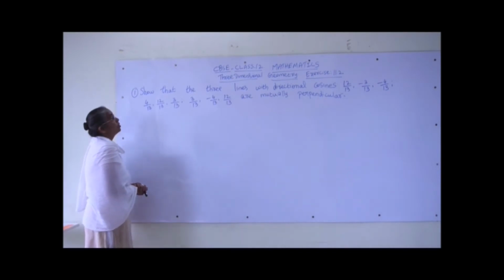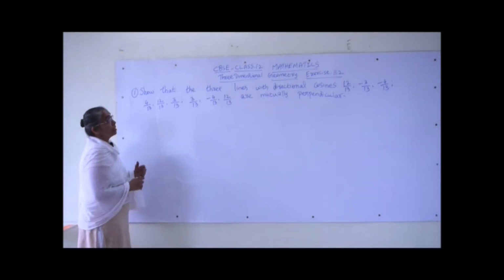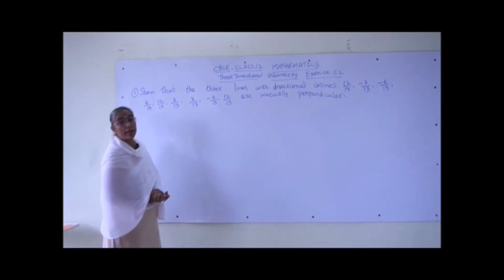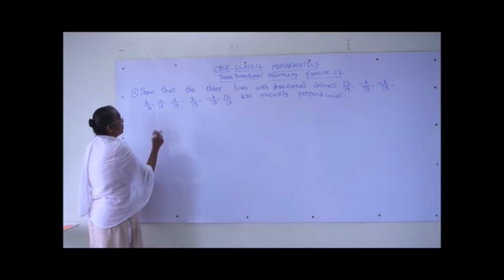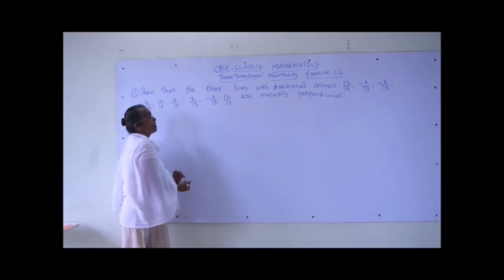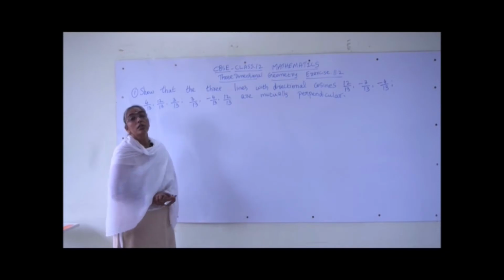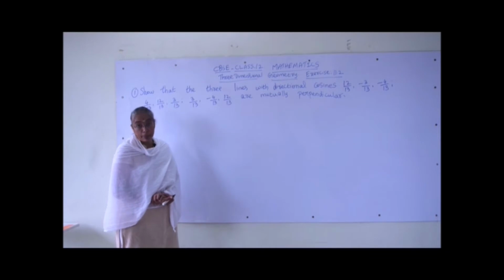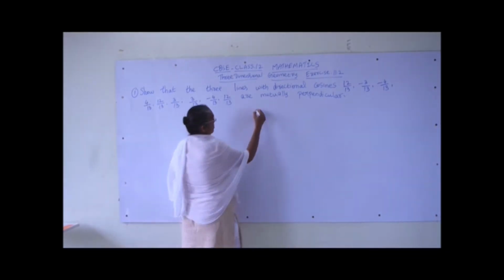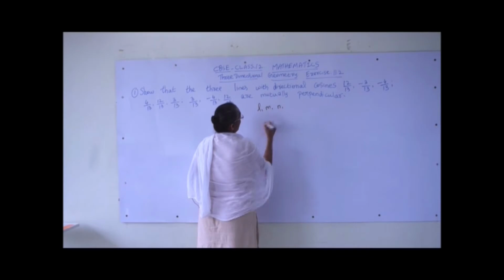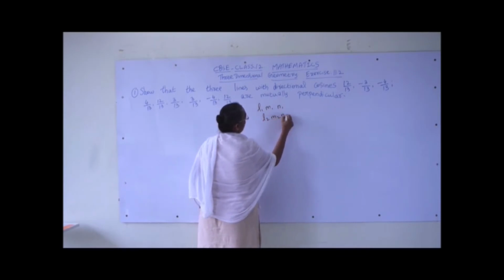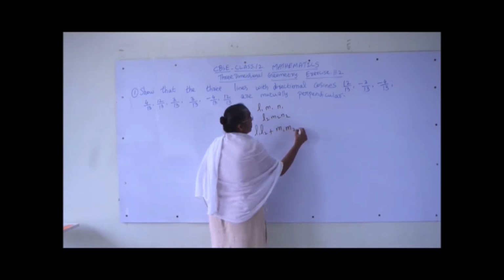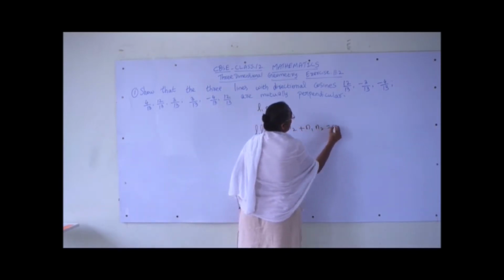Exercise 11.2. Problem number 1. Show that the three lines with direction cosines 12/13, -3/13, -4/13; 4/13, 12/13, 3/13; and 3/13, -4/13, 12/13 are mutually perpendicular. The condition for two lines to be perpendicular, if their direction cosines are given as l1, m1, n1 and l2, m2, n2, is l1 l2 + m1 m2 + n1 n2 = 0.